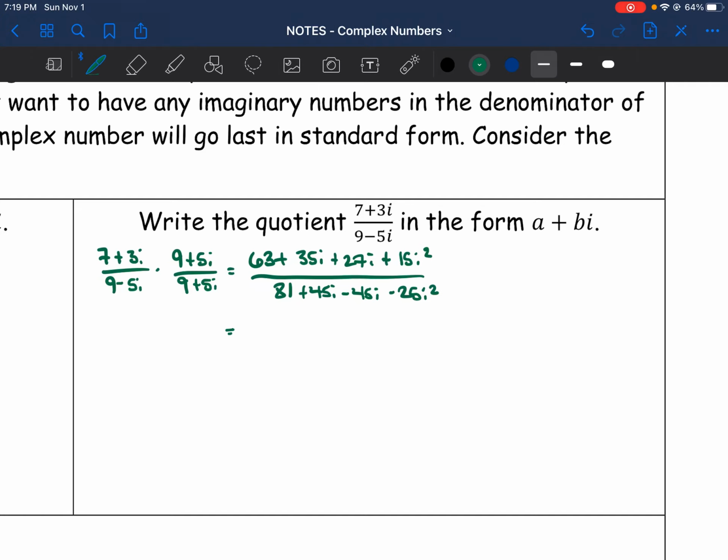All right, doing some reducing here. Again, we know that 15i to the second power, since i to the second power is negative 1, is negative 15. 63 and negative 15 is going to give us 48. So we get 48 plus 35i plus 27i, that's going to give us 62i. And look at the denominator. Notice some of these terms are going to cancel. 45i and negative 45i, they cancel. Again, we want to see the imaginary numbers canceling in the denominator. That's the whole point of using our complex conjugate.